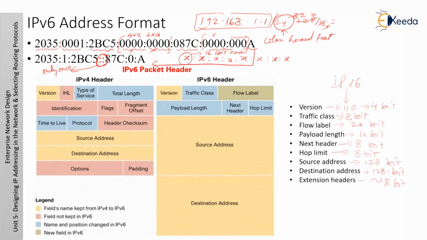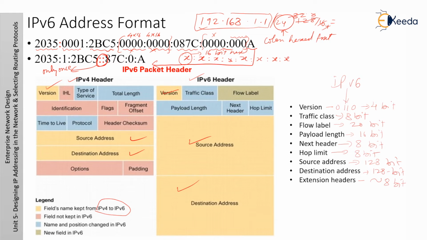So let us discuss the IP version 6 header format. Okay, here the IP version 4 header format is given and the IP version 6 header format is also given. The field names kept from IP version 4 to IP version 6 are shown in yellow, like version and version. Similarly, source address and destination address are common, although the sizes of the source and destination addresses are not the same, but this is a common field.